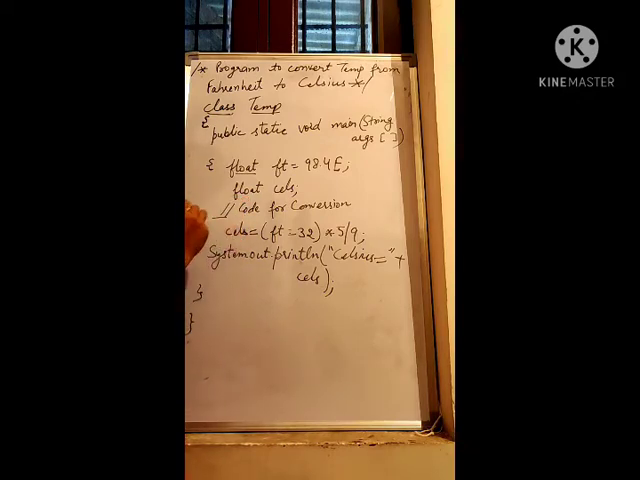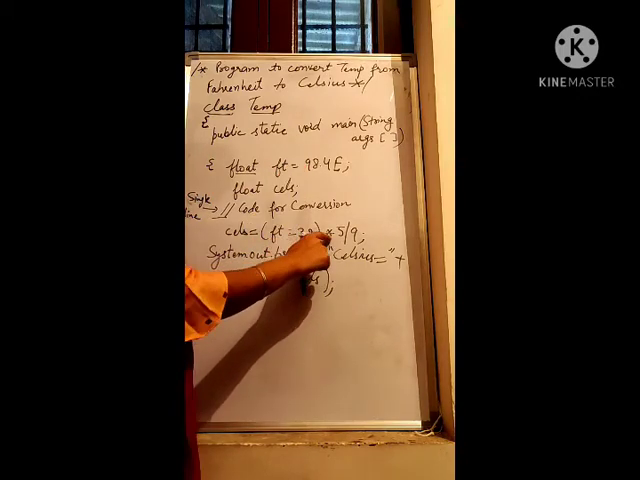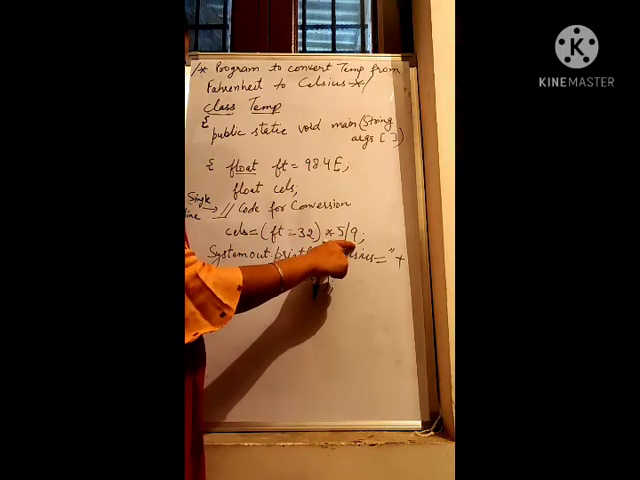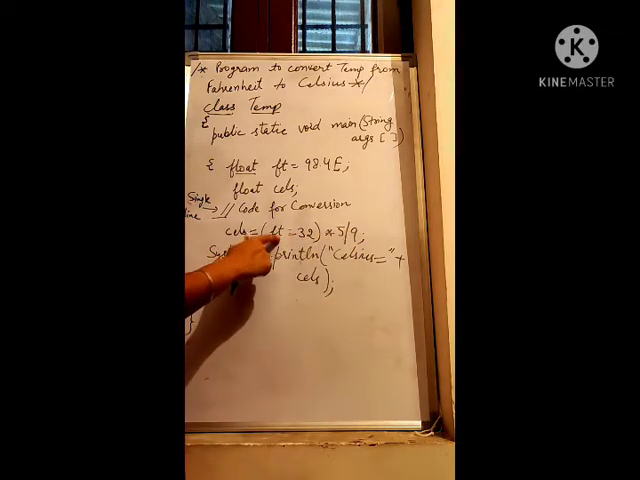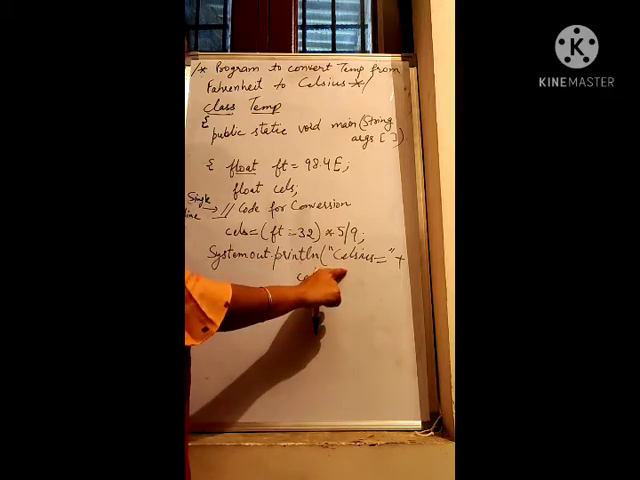Then this is a single line comment that indicates it's the code for conversion. So how can we convert? Celsius equal to ft, that is Fahrenheit given by the user, minus 32, multiplied by 5 by 9. So by this code we can convert our Fahrenheit temperature into Celsius. This Celsius variable stores the value of temperature in the Celsius form. Then by using system.out.println we can show the value of the Celsius variable on the terminal window.